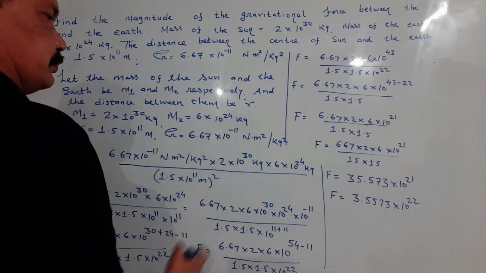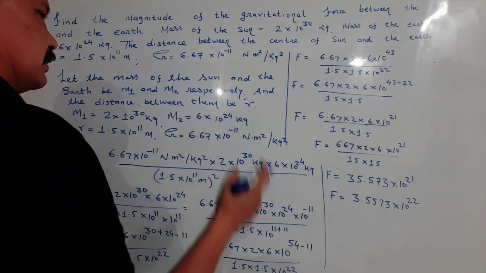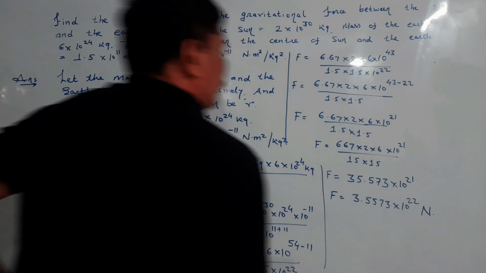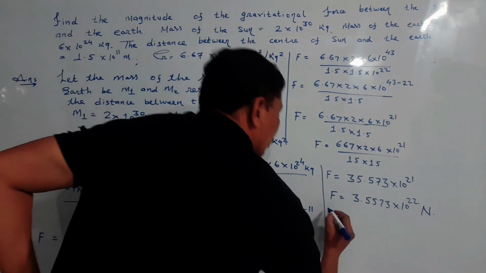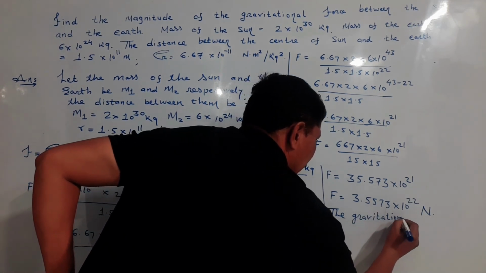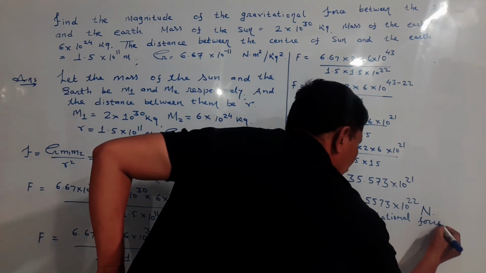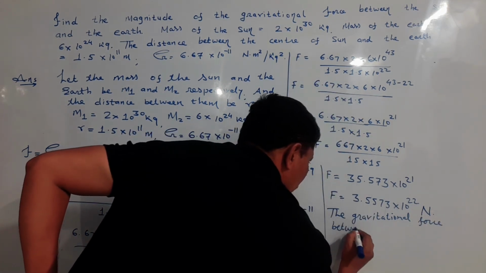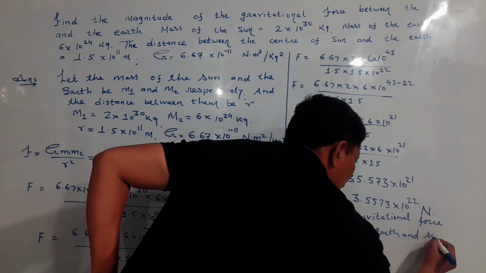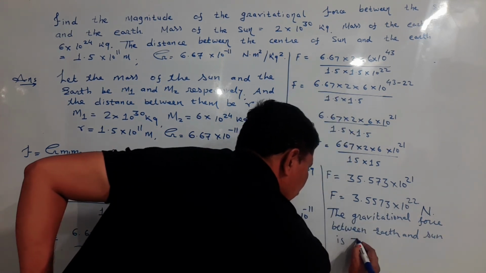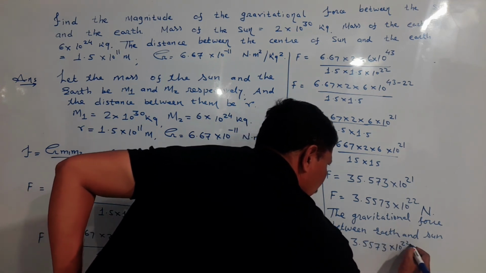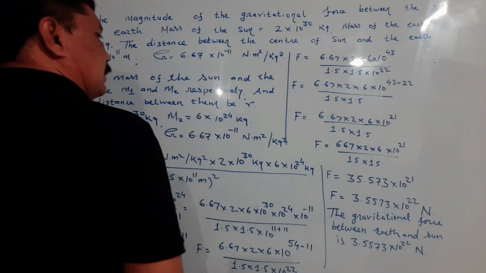Therefore the gravitational force between the sun and the earth will be F is equal to 3.5573 into 10 to the power 22 Newton. The gravitational force between earth and sun is 3.5573 into 10 to the power 22 Newton. This is the answer.